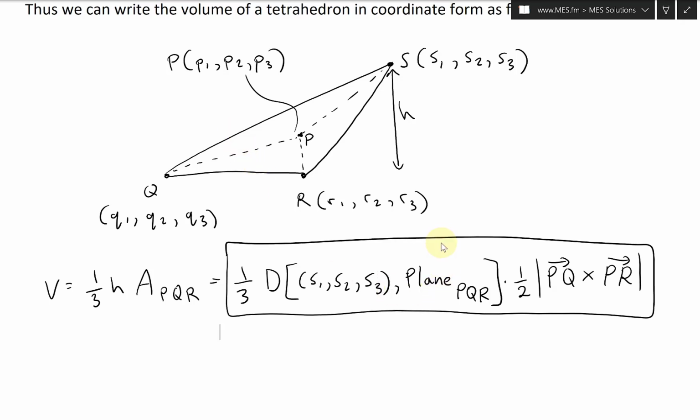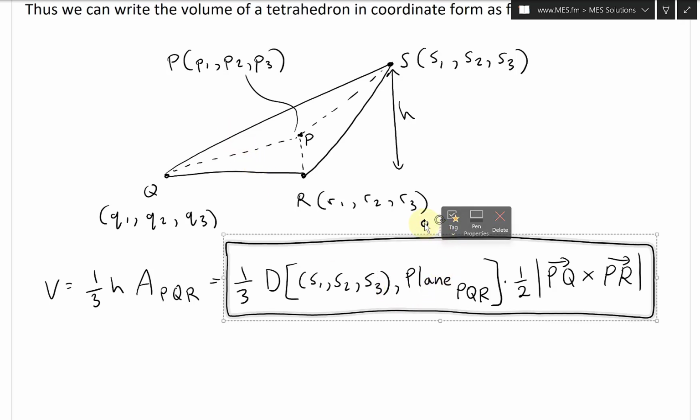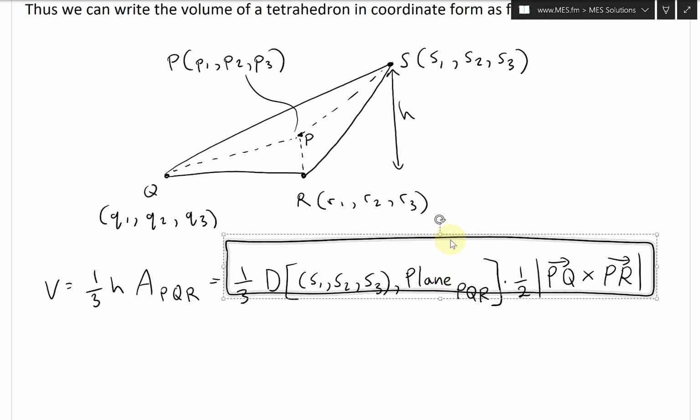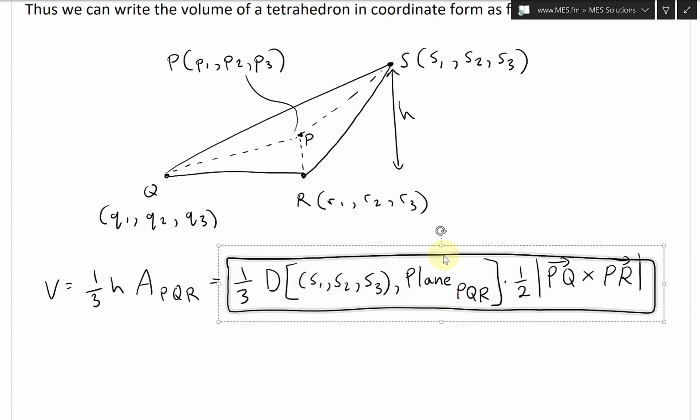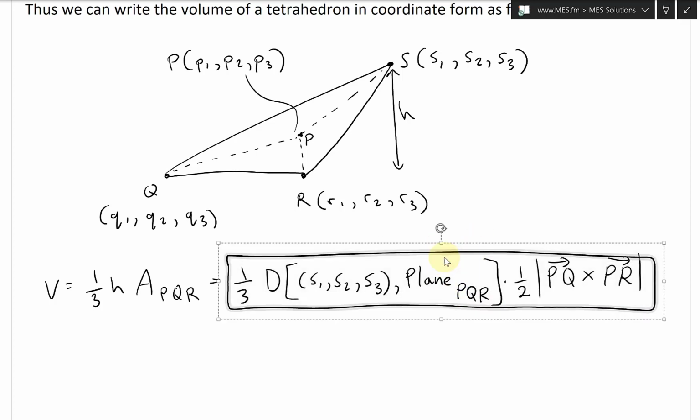The solution I found online, in the solution manual, just stopped at this point, but I'm going to keep going further and get the exact stuff they're asking for, which is in coordinate form, because this one just says the distance and so on, but we don't have a formula yet for the distance.